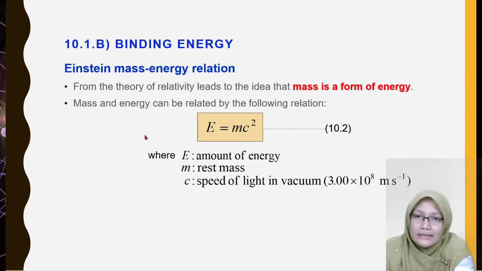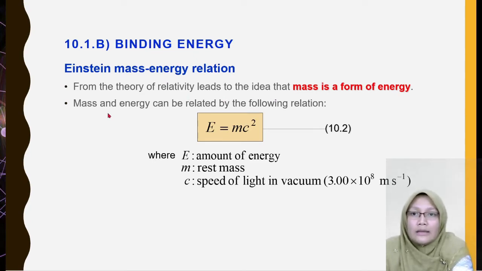What is binding energy? From Einstein's mass-energy relation, from the theory of relativity, comes the idea that mass is a form of energy. Mass and energy can be related by this famous equation, E equals mc squared, where E is the amount of energy, m is the rest mass, and c is the speed of light.